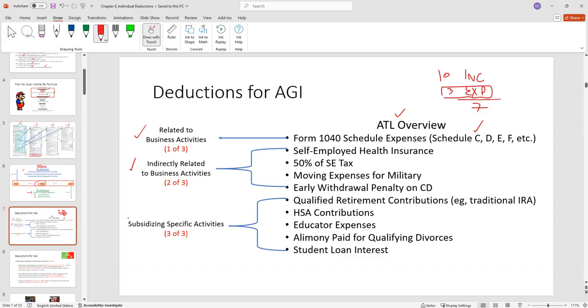And then we have these other ones where we're trying to accomplish certain societal goals. We want people to do certain things and we'll reward them. So for example, saving for retirement. If you contribute to a traditional IRA and you meet certain income criteria, you can get an above the line deduction. Similarly for HSA contributions, a health savings account, if you have a high deductible health plan.